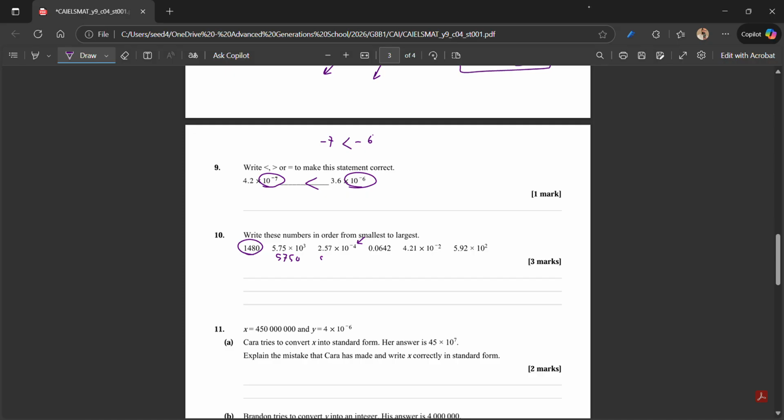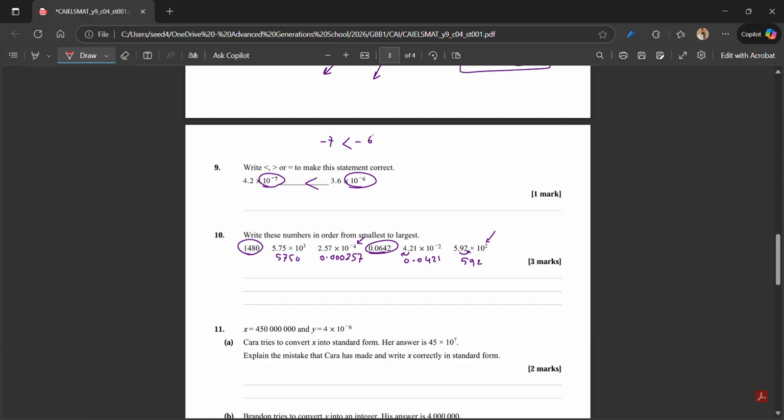to the left side 4 digits. So it will be 0.0002 and 57. This is already a decimal. This one also, guys, we are going to move the decimal to the left side 2 digits, so 0.0421. This one, guys, we can move the decimal to the right side because here it's positive, so 592. Now guys, we can start to compare.